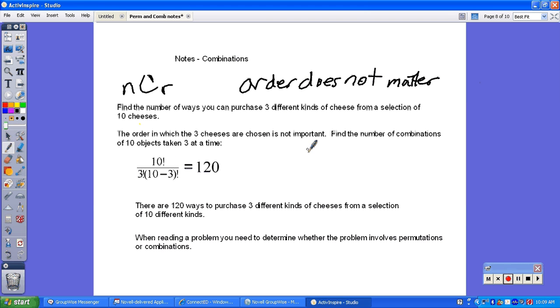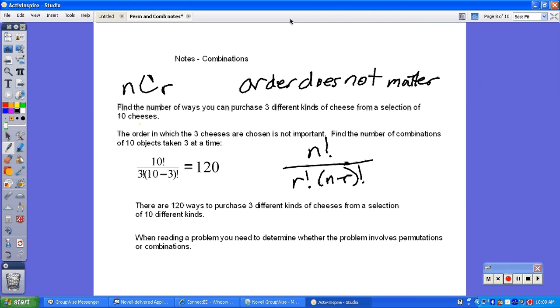And so if you're looking for the generic, because you don't have that, it's n factorial over r factorial times n minus r factorial. Make sure you put this in parentheses on the Casios, put that multiplication symbol in, and you'll get that answer. So when you work this out, you see that there are 120 ways to purchase 3 different kinds of cheeses from a selection of 10 different kinds. So when you're reading the problem, the first thing you've got to determine is, is it a permutation or is it a combination? That's what you need to figure out first.